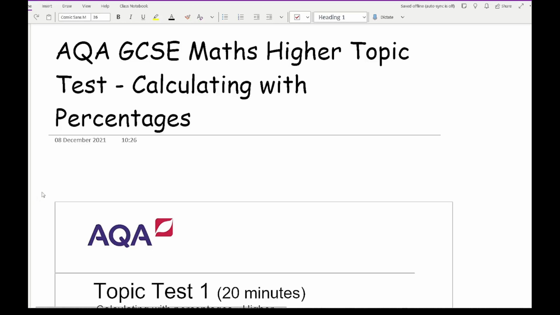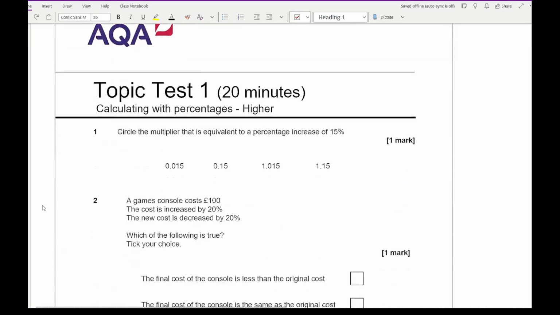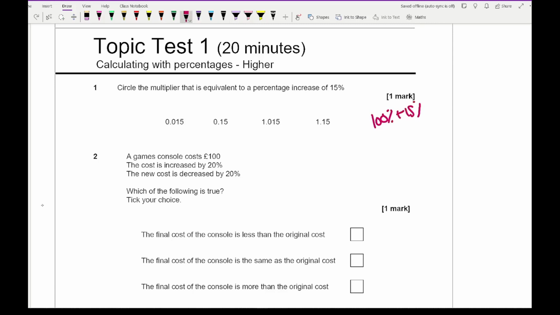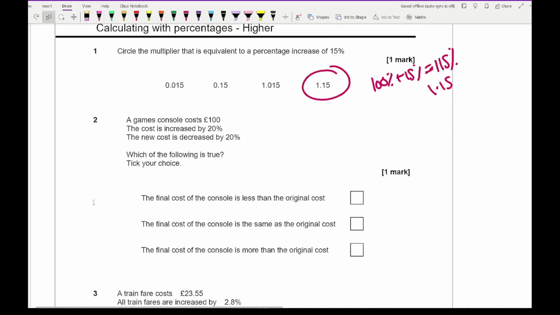Now these questions can be deemed as non-calculator or calculator, but we'll tend to avoid using a calculator unless it's necessary. So with question 1 it says circle the multiplier that is equivalent to the percentage increase of 15%. Well, the key thing you need to remember here is that you always start with 100%. If I'm doing 100% plus 15%, that's going to be equal to 115%, which as a decimal is 1.15, which means it's my last option.